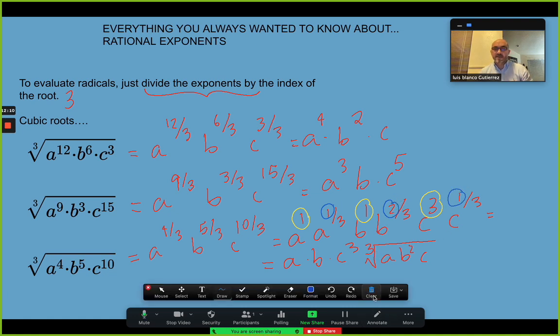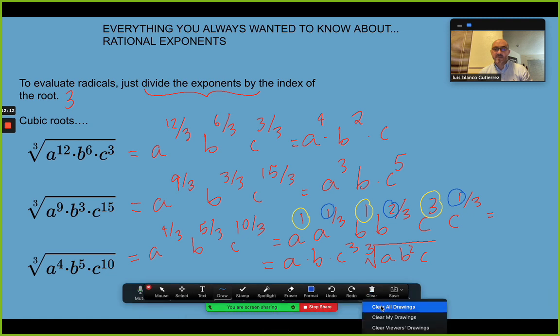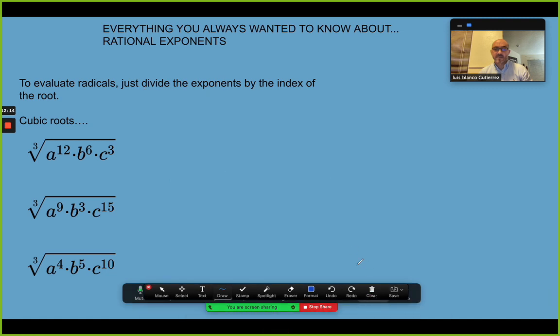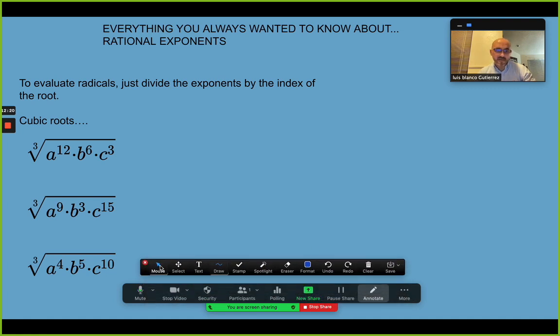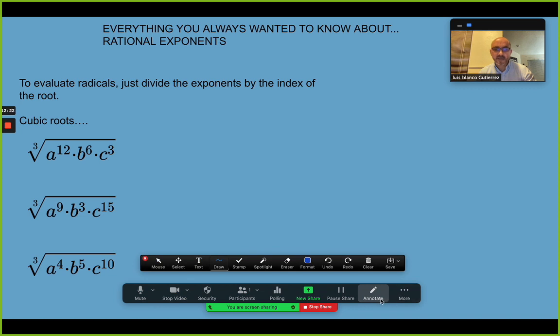All right, so let's do another one with a little mix of exponents at different index and different things.